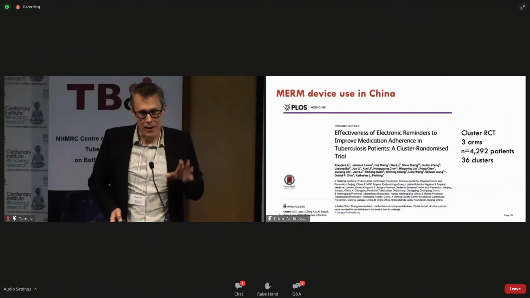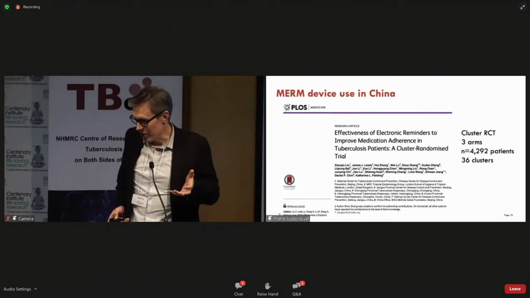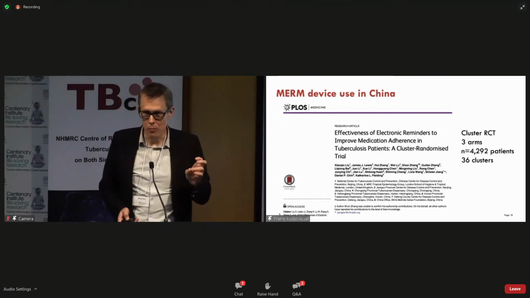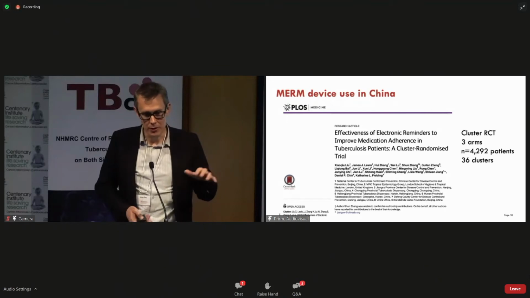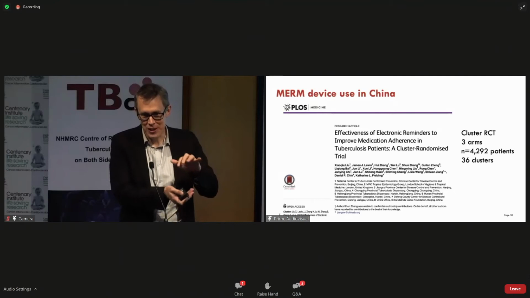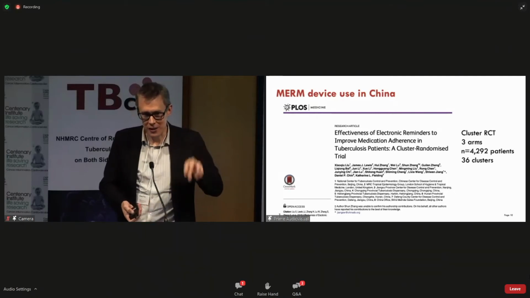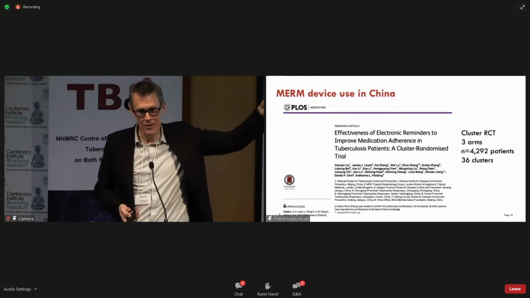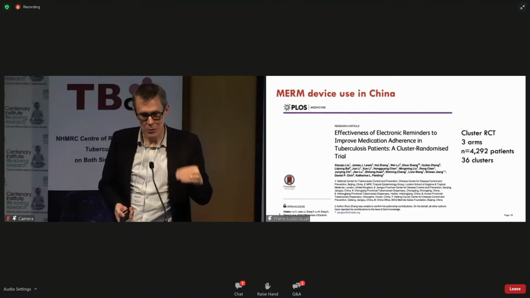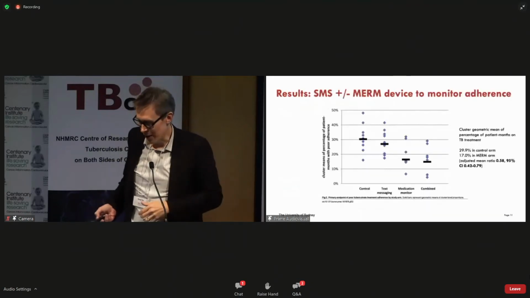By way of background for this study, there was a randomised trial published in PLOS Medicine about 5 years ago, which used a device called a MERM, which is a medication event reminder monitor. It's basically a box, I'll show you a picture in a second, that beeps when you have to take the medication, and it records when you open the box, and it sends the signal to a mobile phone tower that you can then download, and then you can report individually for each patient when they've opened the box, and you can use that to quantify their adherence.